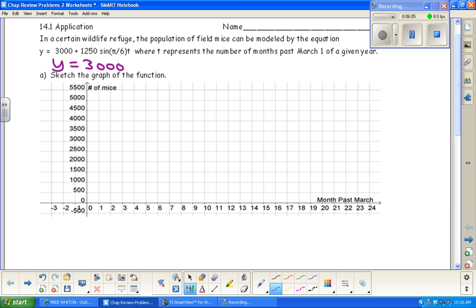I would do 3,000 plus 1250, and then when you press sine, it's going to open a parenthesis. Okay, and we're taking the sine of pi over 6 times t. So what I would do is put that pi over 6 in its own parenthesis, and then you're going to have to use the x instead of t. And then make sure that that x is in parentheses also, because these big parentheses are saying that's what you're taking the sine of. So it needs to be pi over 6 times x, all in parentheses. And then we already got the 3,000 at the end there.